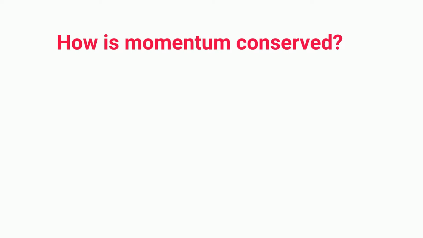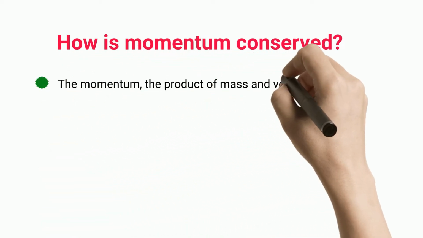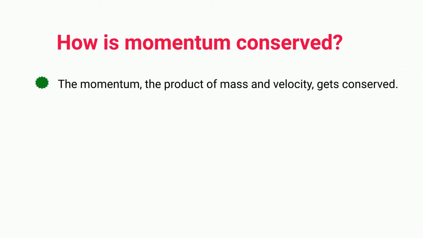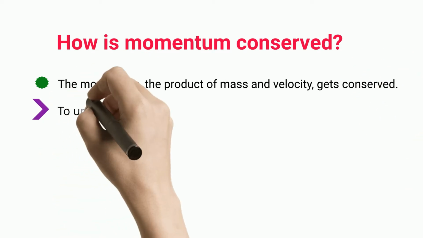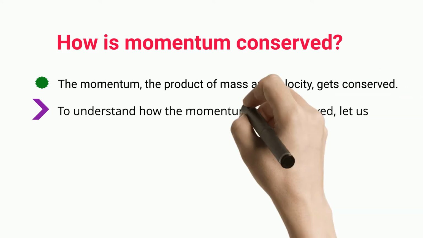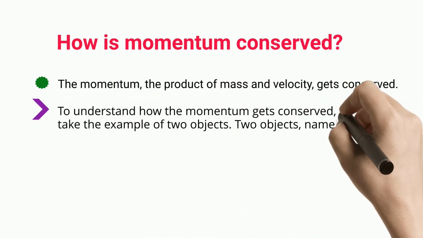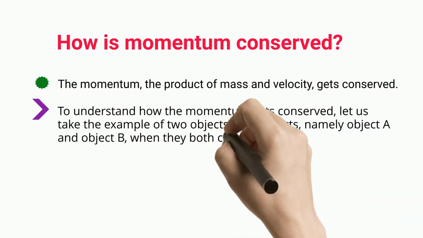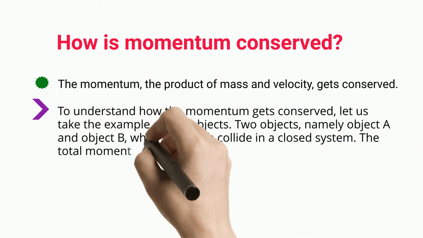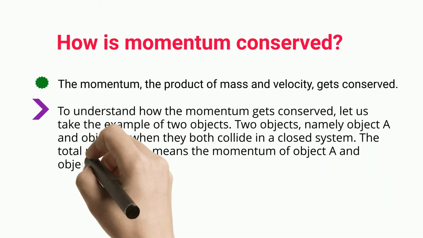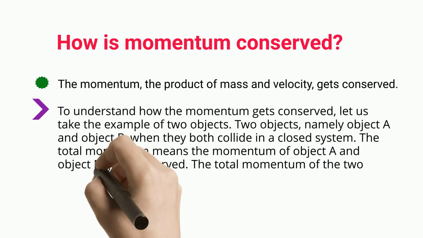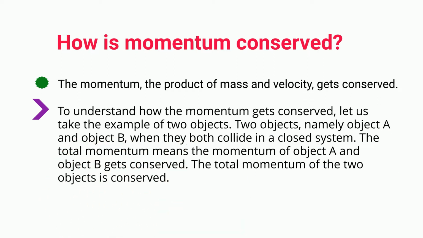How is momentum conserved? The momentum, the product of mass and velocity, gets conserved. To understand how the momentum gets conserved, let us take the example of two objects, namely object A and object B, when they both collide in a closed system. The total momentum, meaning the momentum of object A and object B, gets conserved.